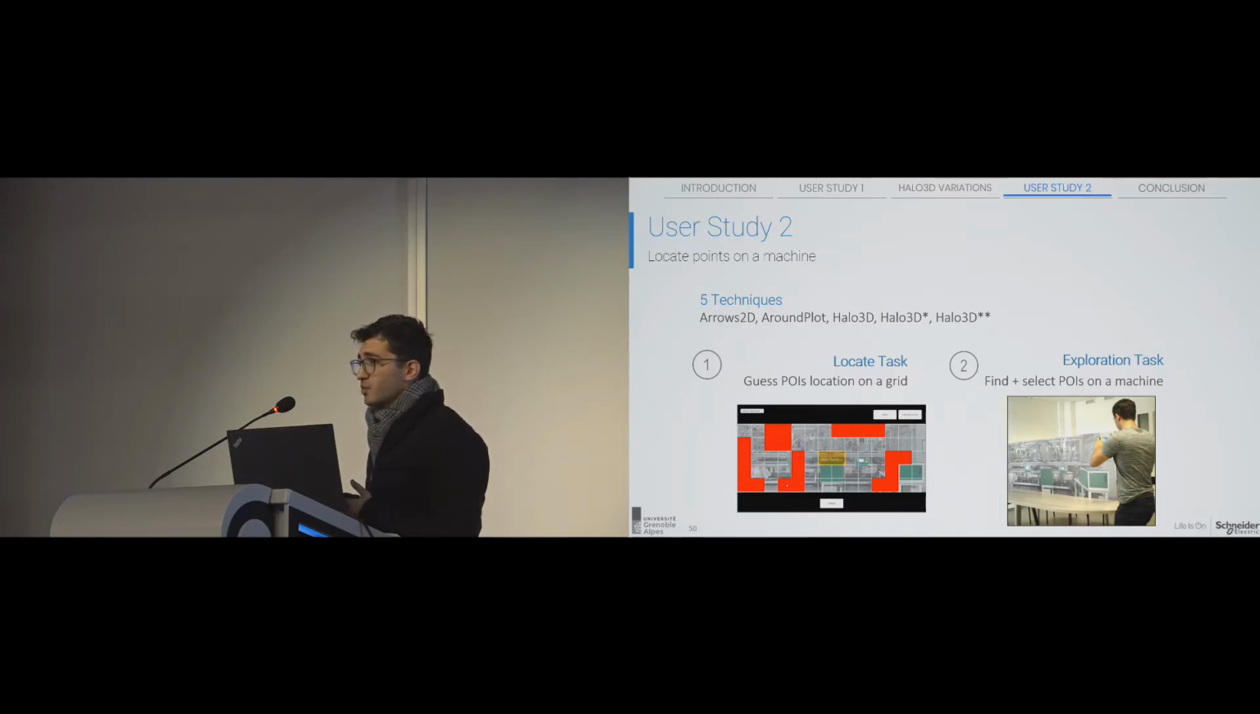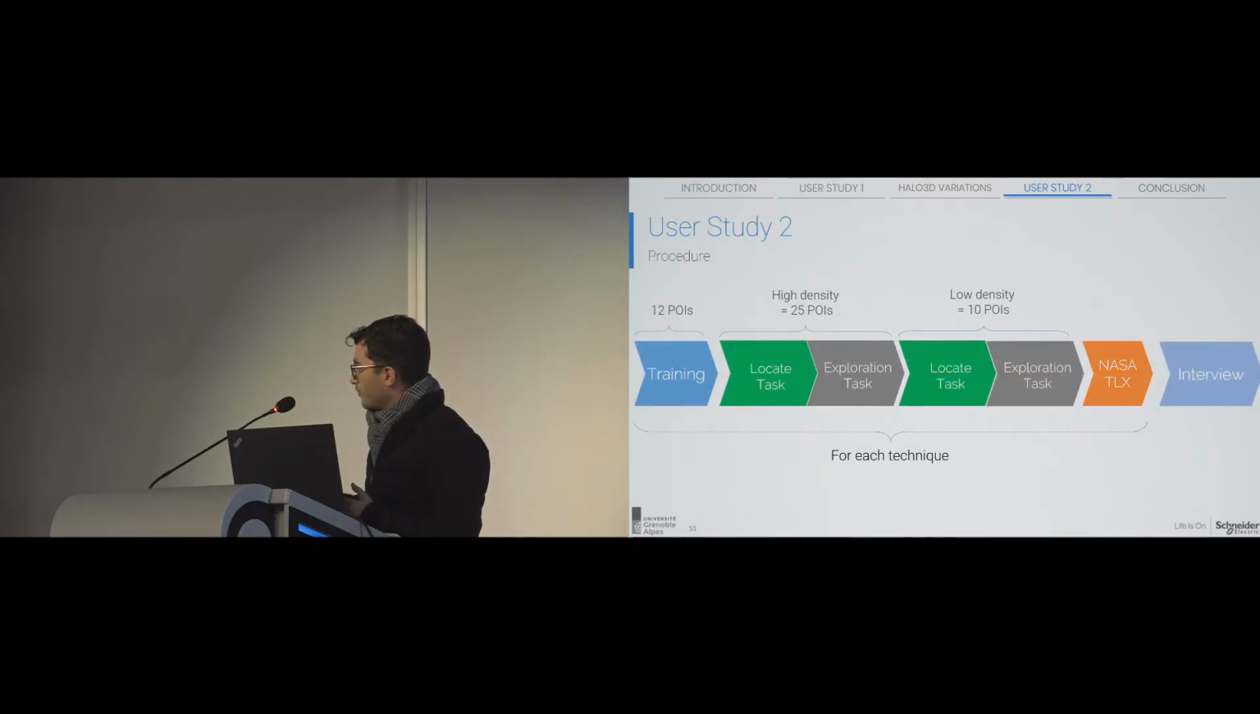The second subtask was an exploration task. So here the objective was to search and find one by one all the points of interest on the machine in the order that I wanted. For this experiment, users performed the training phase and immediately performed the experimental task for each technique. So we asked users to perform the locate task and then the exploration task.